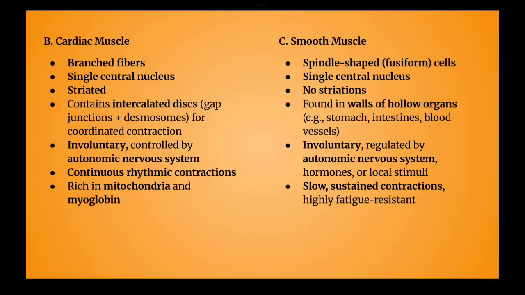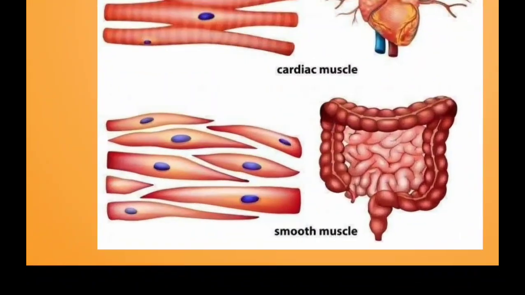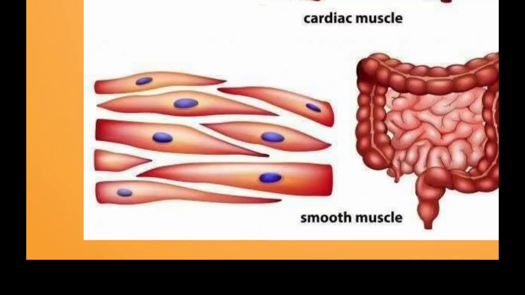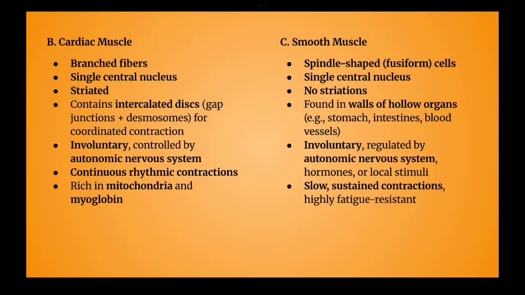Now moving to the third type, which is smooth muscle. The smooth muscle has a spindle-shaped or fusiform type of cell. So you saw in the image these are spindles, like needles at the end. They have a single central nucleus. There are no striations, and they are found in the walls of hollow organs. They are involuntary in nature and are regulated by the autonomic nervous system.